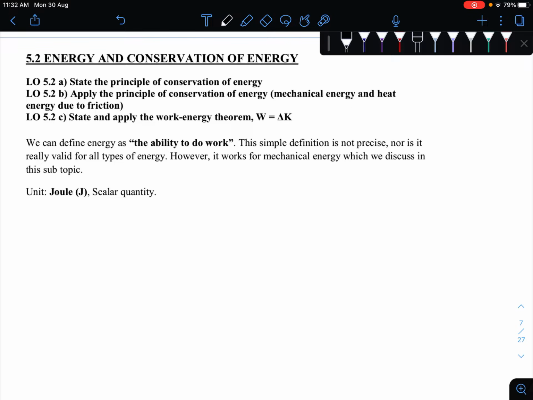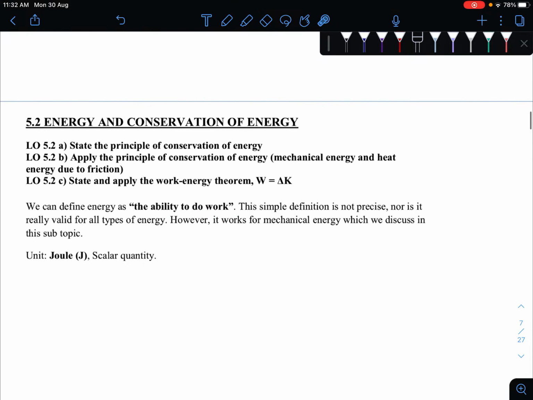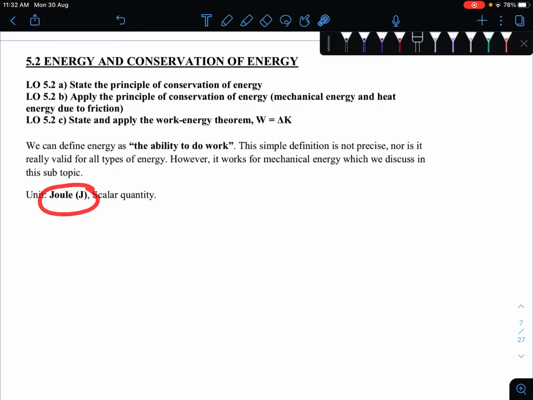So we can define energy as the ability to do work. Alright, so energy here we associate as the ability to do work. However, this simple definition is not precise, nor is it really valid for all types of energy. However, it works for mechanical energy, which we discuss in this subtopic. So in our syllabus and in this subtopic particularly, we are going to assume that energy is the ability to do work. And the energy here has a unit of joule.